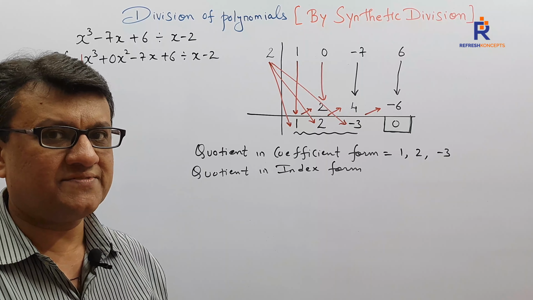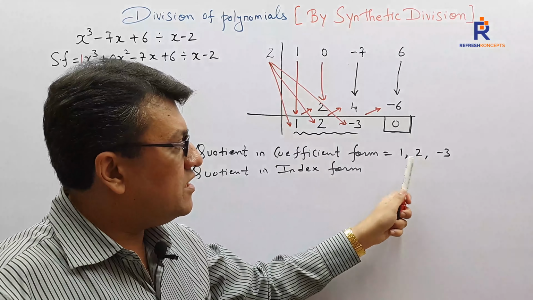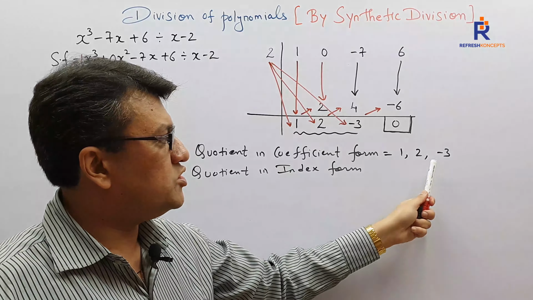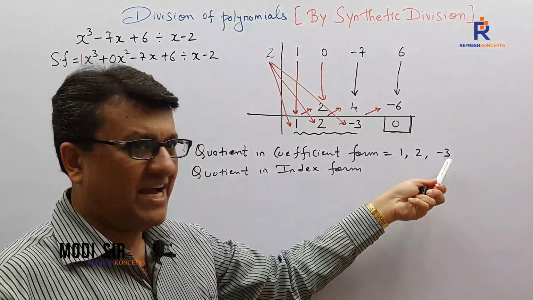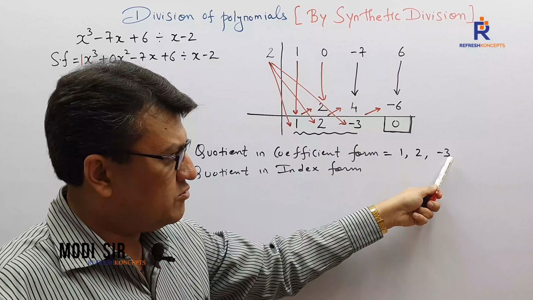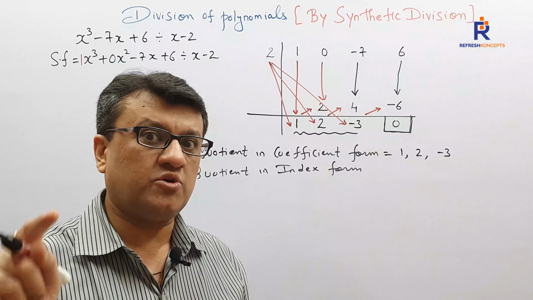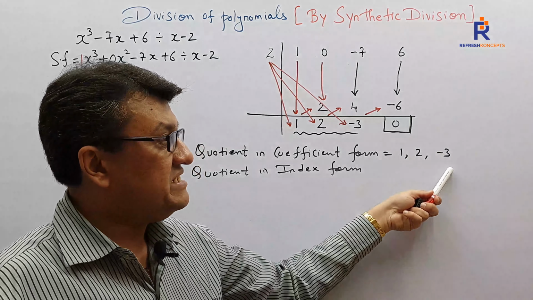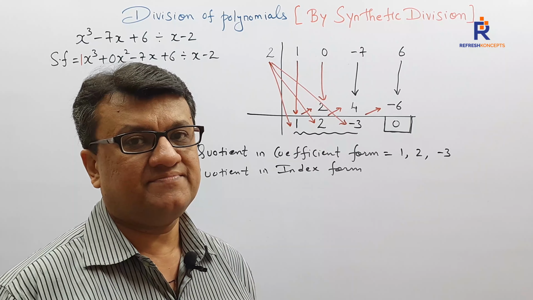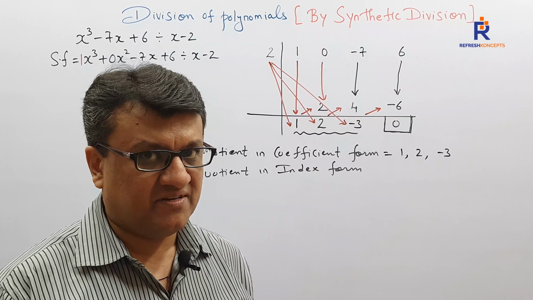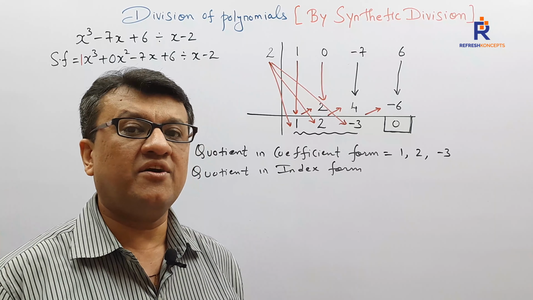Now how to calculate? Please pay attention. I'll check how many terms are there. 1, 2, 3. How many terms are there? 3 terms, not because I have 3 here. No. Count: 1, 2 and 3. So since there are 3 terms, whatever number of terms you count, minus 1 will be the highest degree of the quotient. Sir, minus 1 every time? Yes. It will be the highest degree of the quotient.